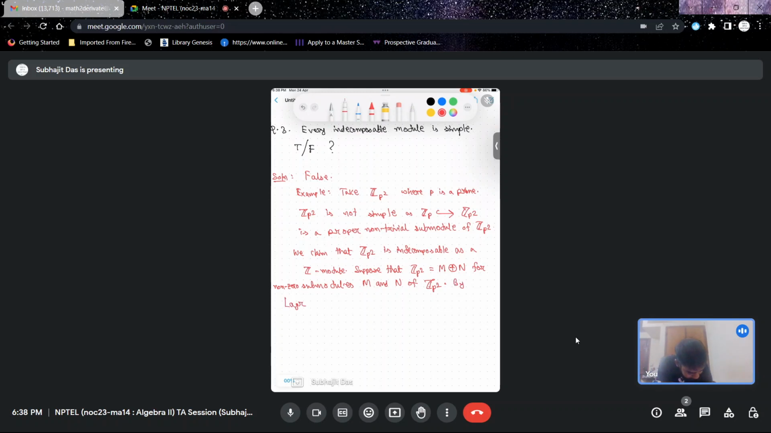So by Lagrange's theorem, order of M is equal to order of N is equal to p. So this much we can infer. Now if both of them have order p, then M is isomorphic to Zp, right? Because M is a subgroup of Zp square. Zp square is cyclic, so M has to be cyclic. M is isomorphic to Zp, and in fact you don't even need that, because if the order of a group is p, it has to be cyclic, it has to be Zp. Similarly N is Zp. Now the direct sum of Zp with Zp can't be cyclic, right?